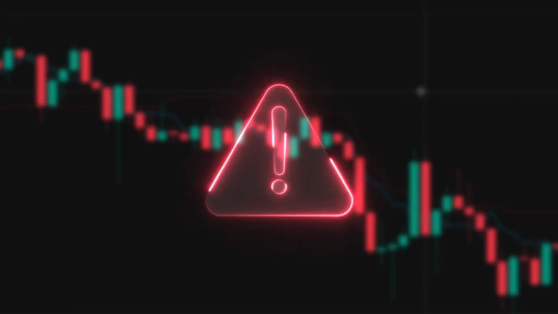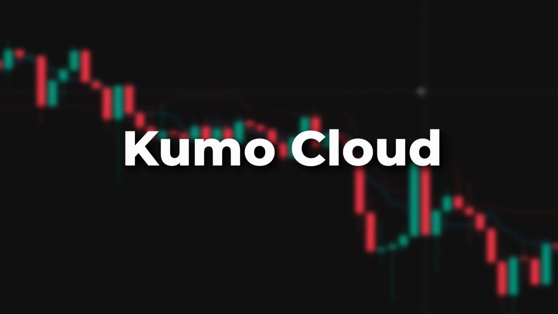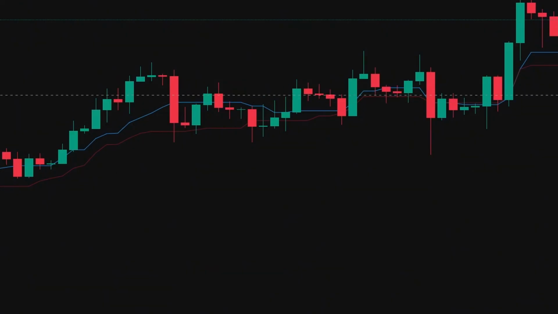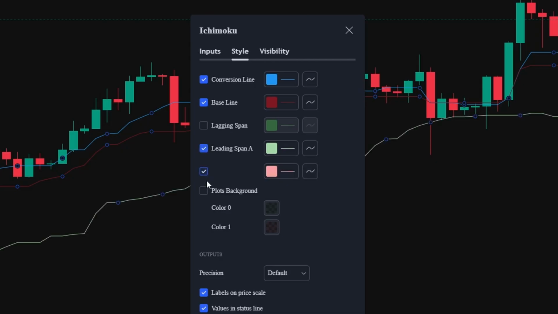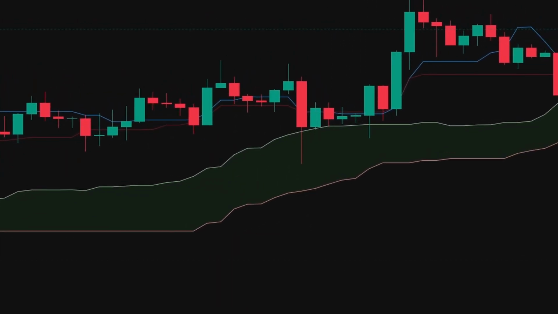But hold on, don't rush into a trade based on a crossover alone. First, you need to determine the trend direction using the Kumo Cloud. So, how does the Kumo Cloud work? The Kumo Cloud is formed by 2 lines, Senkou span A and B. The cloud shows the trend's direction and strength. The wider the cloud, the higher the volatility.